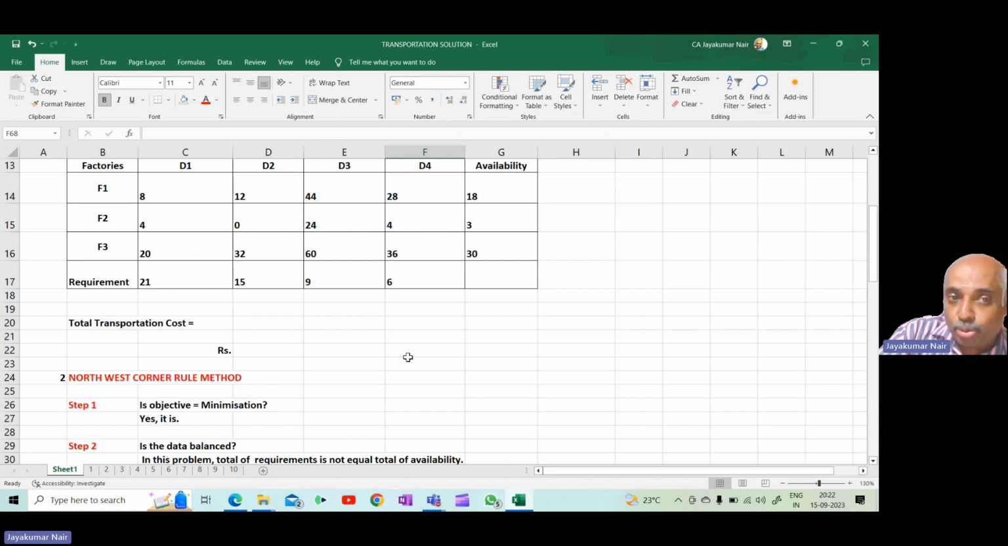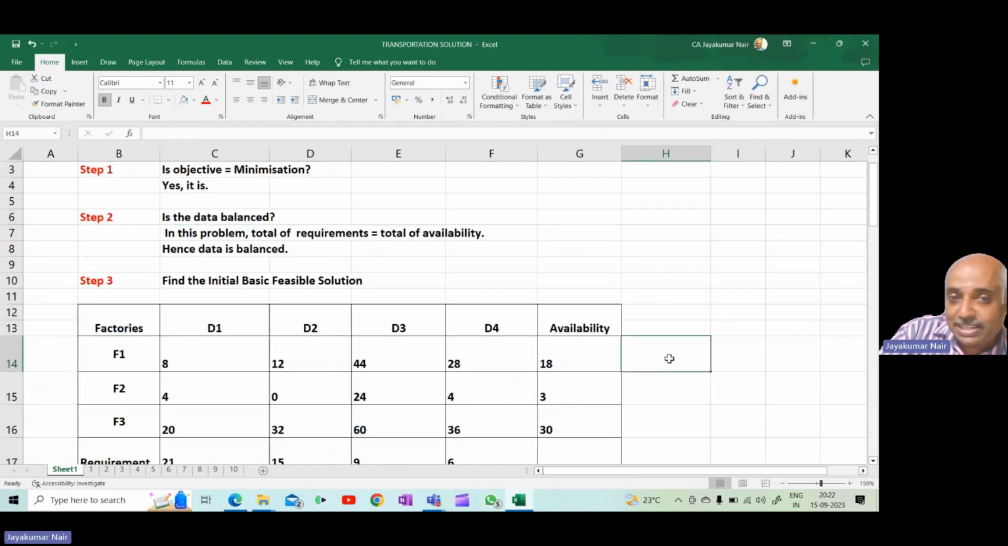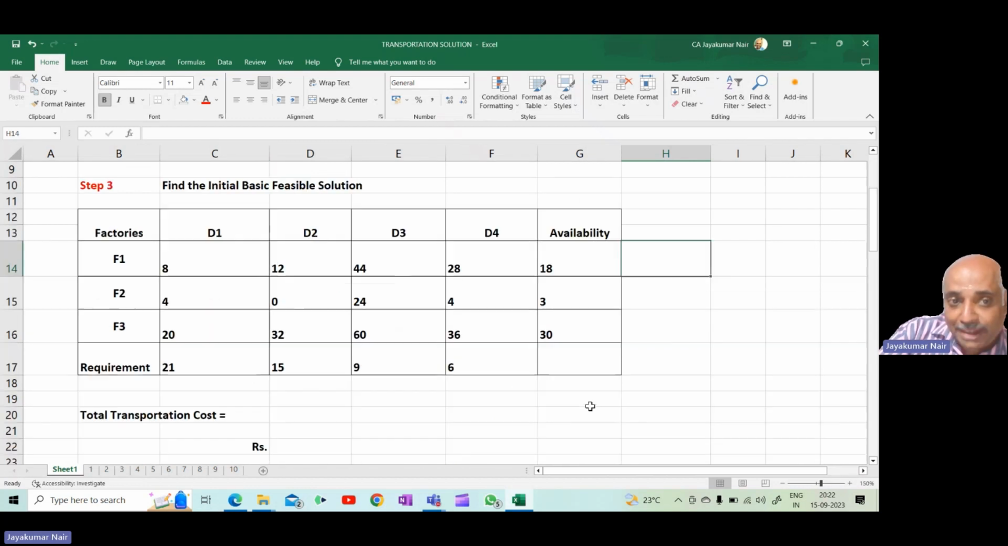So the first step, always remember, you have to ask yourself what the objective is. If the objective is minimization, then you can go to the second step. What is your second step? You ask yourself, is the data balanced? If the total of requirements is equal to the total of availability, you will say that the data is balanced. So in this case, it is balanced data. So straight away, we can go on to find the initial feasible solution.